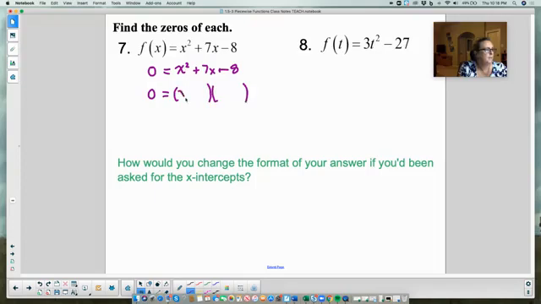x squared must come from x times x. 8 could come from 1 times 8 or 2 times 4. Which pair of those has a difference of 7? Well, it's the first pair, isn't it? 1 goes in here, 8 goes in here. One of them must be positive, one must be negative to end up with -8 at the end. If I put the negative here and the positive here, would that be right?